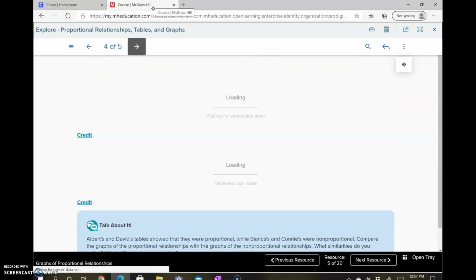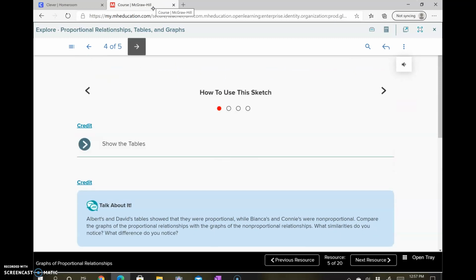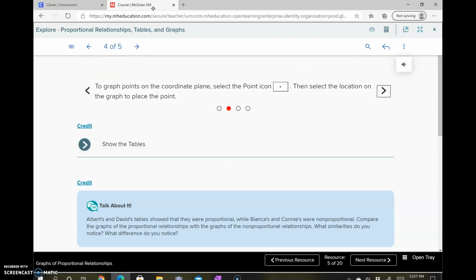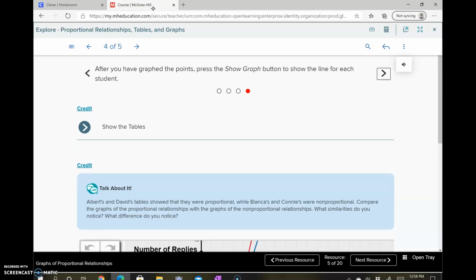The next page, this is where it gets fun. All right, so we're going to use this sketch. It says how to use it. Graph the points on the coordinate plane. Show the point icon, then select the location on the graph to place the point. Press the Show Tables button to show the data for each student. Use the sketch to graph the points for each student. After you've graphed the points, press the Show Graph button to show the lines for each student.